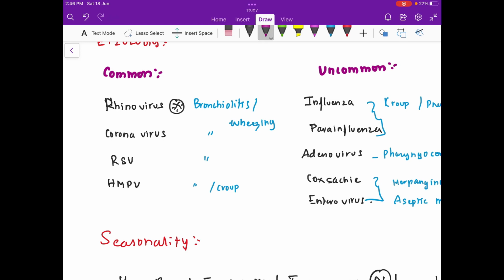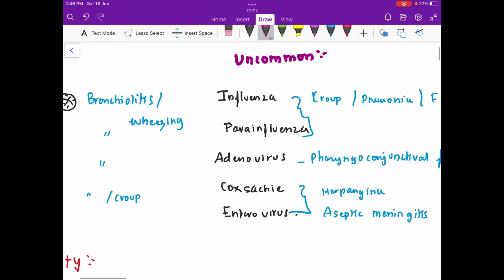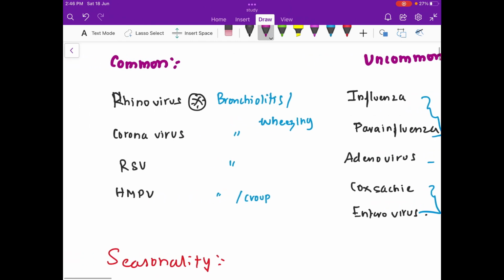The most common viruses causing common cold are rhinovirus, coronavirus, respiratory syncytial virus, and human metapneumovirus. Some uncommon viruses are influenza virus, parainfluenza virus, adenovirus, Coxsackie, and enteroviruses. You have to know the basic association of these viruses with causing other diseases.